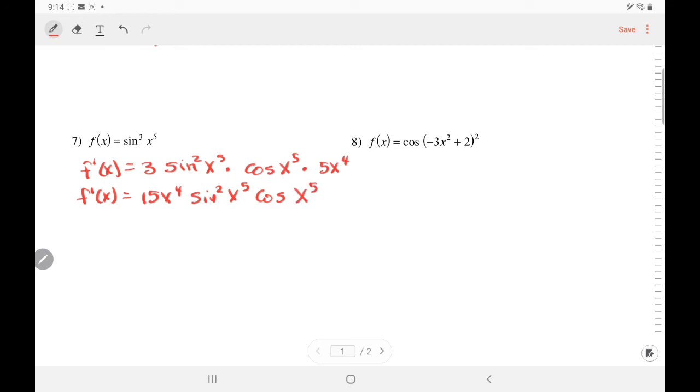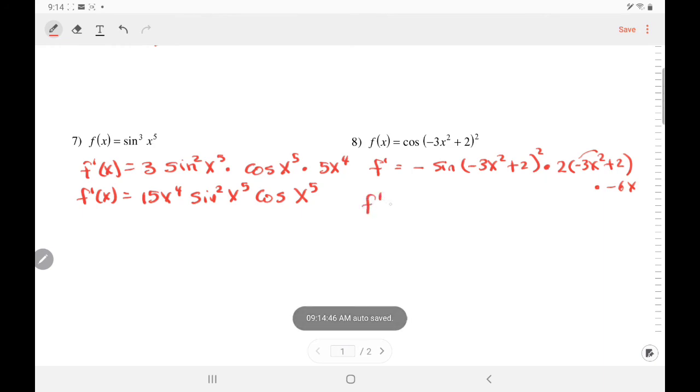Let's try number 8. Derivative of cosine is negative sine. Inner function stays the same. And then chain rule, derive inner function. So this whole thing is the inner function. I have to do the power first. So 2, negative 3x squared plus 2. Reduce the power by 1, so it's just 1. And still, times the derivative of that inner function, which would be negative 6x.